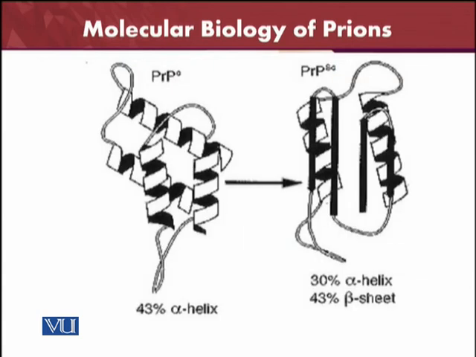Here we can see the structures we have studied. The PrP cellular form has 43% alpha helices, while when it is converted to the abnormal form, the alpha helices are reduced to about 30%. At the same time, beta sheets are present, which cause the abnormalities, and they are about 43% in the abnormal form.